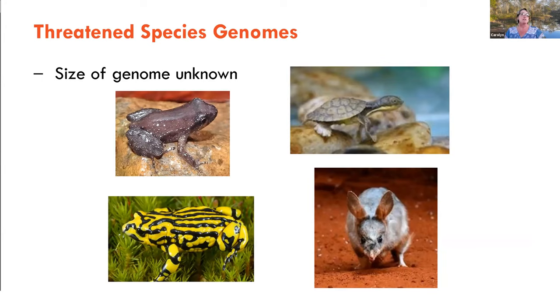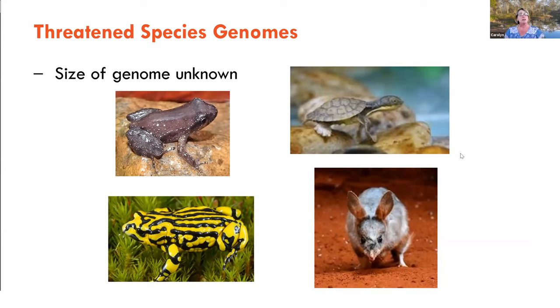The corroboree frog, which is the yellow and black frog you can see in the bottom of the screen, Vertebrate Genome Project over in the US is currently doing that frog. They thought the genome was about 6 gigabases in size, and I heard a rumor the other day that they actually now think it's about 10. Up in the top right-hand corner is the Bellinger River snapping turtle.